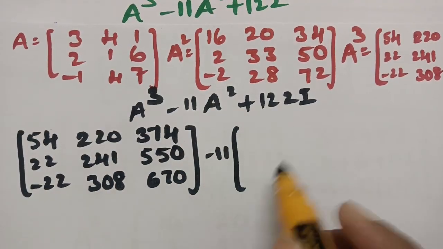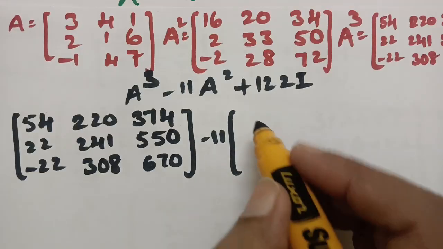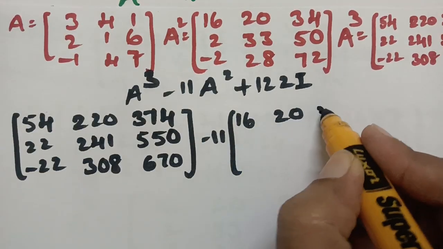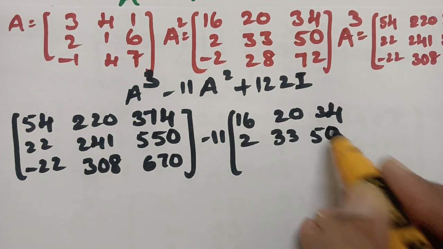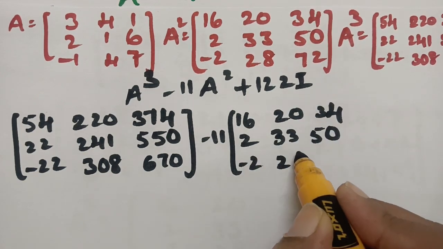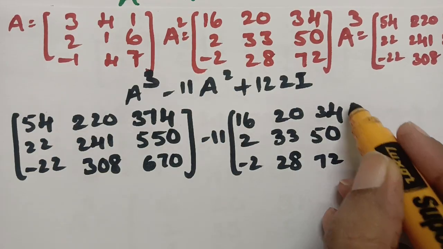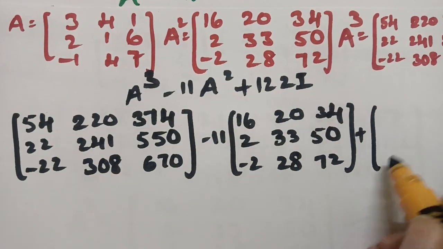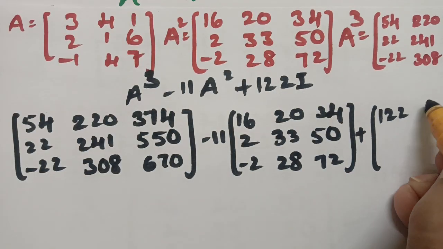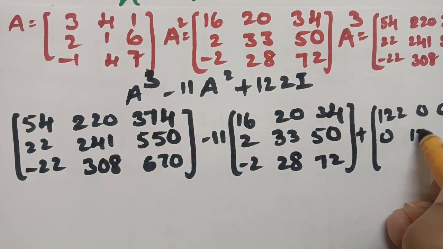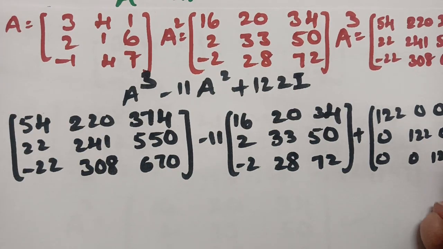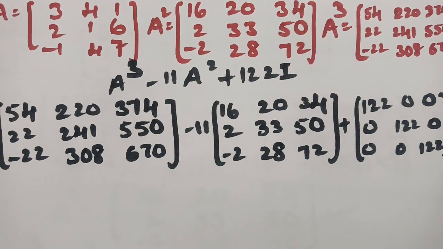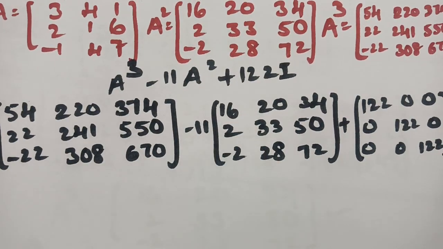Minus 11 times what is our A square value? This is our A square value: this is 16, 20, this value is 34, this is 2, this value is 34, and this is 50, this is minus 2, this value is 28, and 72, plus 122 into I, the identity matrix: 122, 0, 0, 0, 122, 0, 0, 0, 122. Now see here, let me multiply with 11. If I multiply with 11, see what happens.